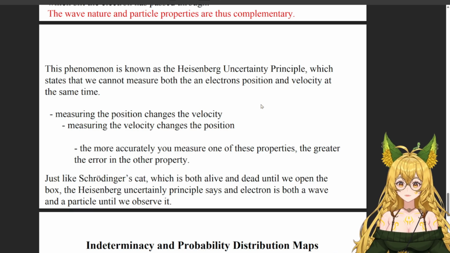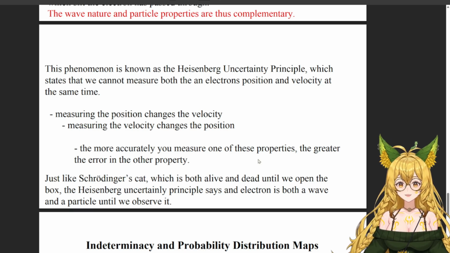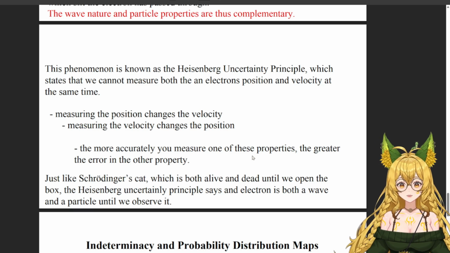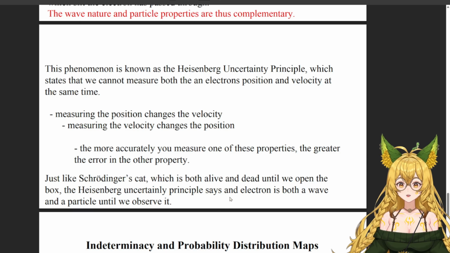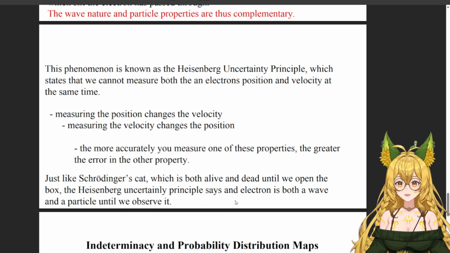Just like Schrodinger's cat, which is both alive and dead, just like last video, until we open the box. The Heisenberg uncertainty principle says that an electron is both a wave and a particle until we observe it.